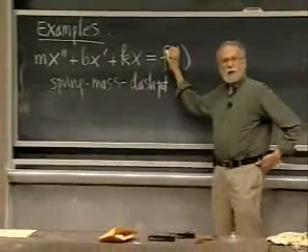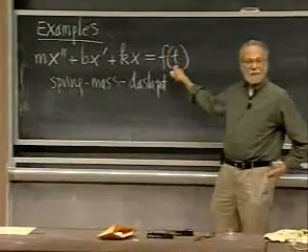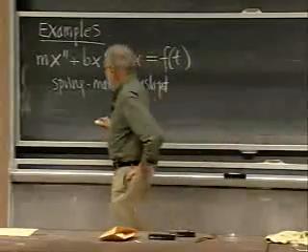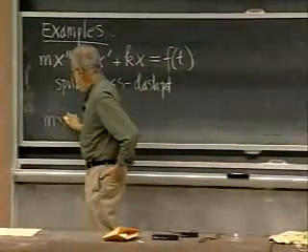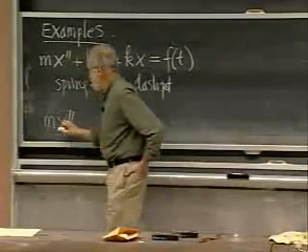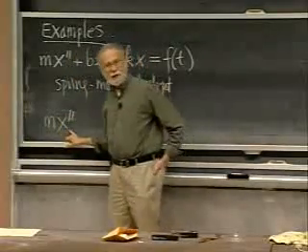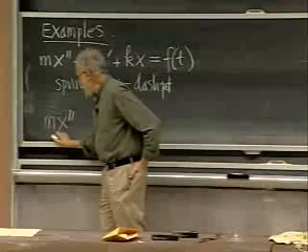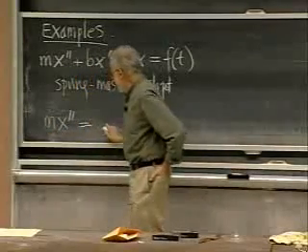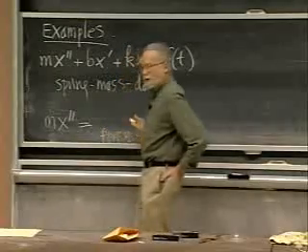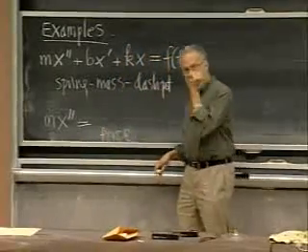Except up to now it's always been 0 here. What does this f of t represent? Well, if you think of the way in which I derived the equation, the mx'', that was Newton's law. That's the acceleration, the mass times the acceleration. By Newton's law, this is equal to the imposed force on the little mass truck.